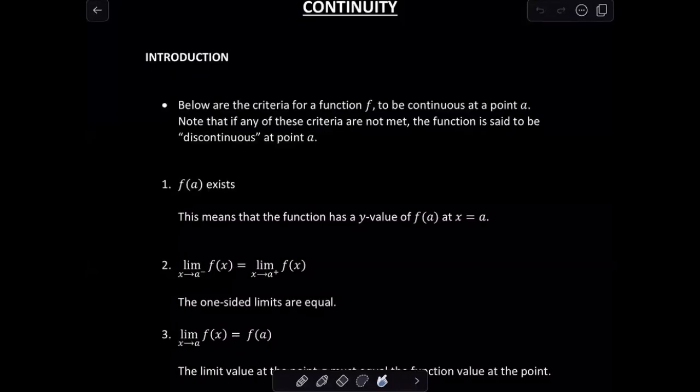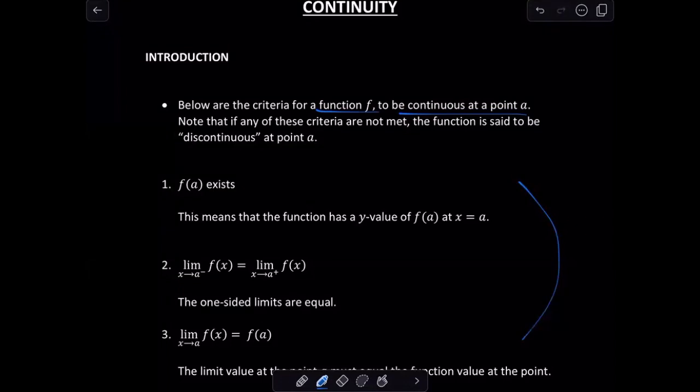Let's get started with continuity. So below are the criteria for the function f to be continuous at a point A. Now there's a lot of criteria and it's going to seem tricky at first, but it's really simple. After I explain these criteria, I'm going to explain what a continuous function looks like, and then I'm going to explain what discontinuities are. Okay, so we have three criteria for continuity.